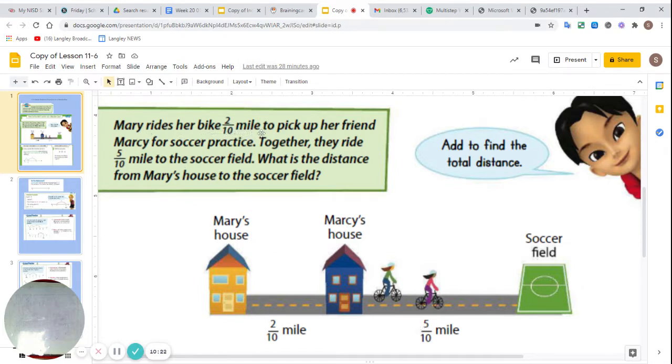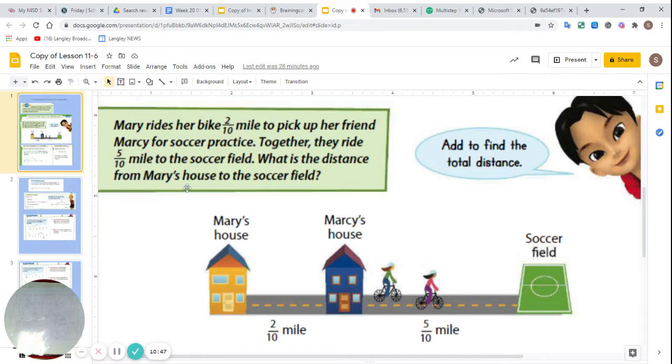So it says, Mary rides her bike 2/10 of a mile to pick up her friend Marcy for soccer practice, okay? So Mary's house is right here, and she goes to Marcy's house, and it tells us that she went 2/10 of a mile. That's what they told us in that first sentence. Together, they ride 5/10 of a mile to the soccer field. And here they are right here, Marcy and Mary, and they're riding to the soccer field. And from Marcy's house to the soccer field is 5/10 of a mile.